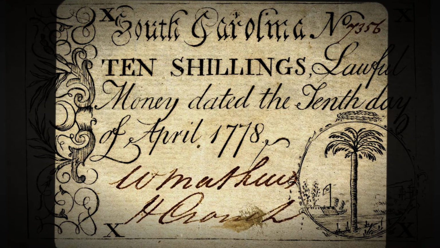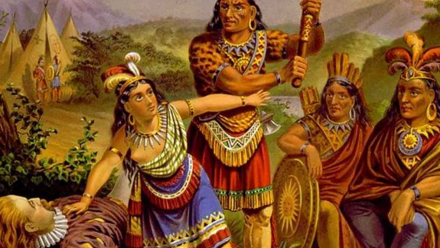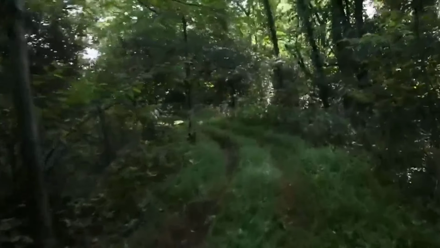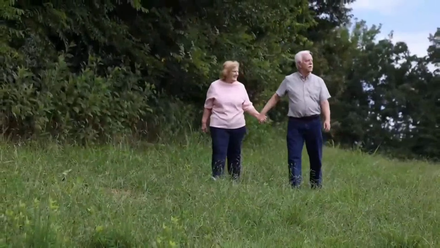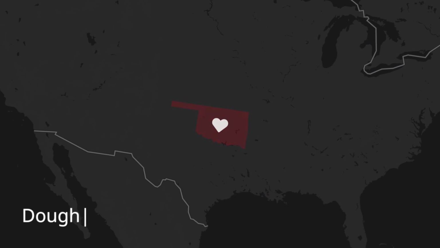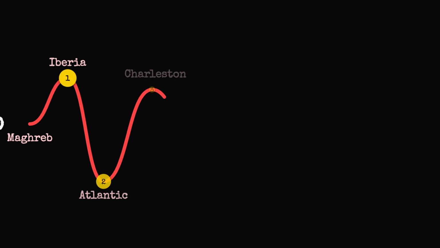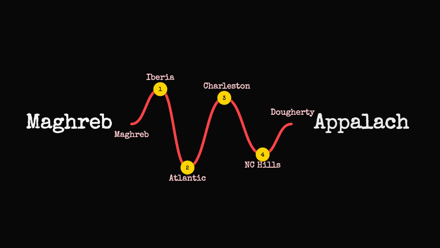Cornelius Dougherty, an Irish trader in colonial North Carolina, married a woman said to be the daughter of a Cherokee chief. Their descendants became part of the fabric of the Appalachian region, their story blending into the hills and rivers. In recent years, DNA tests among Dougherty descendants have turned up haplogroups J and U, lineages tied to Jewish and North African populations.